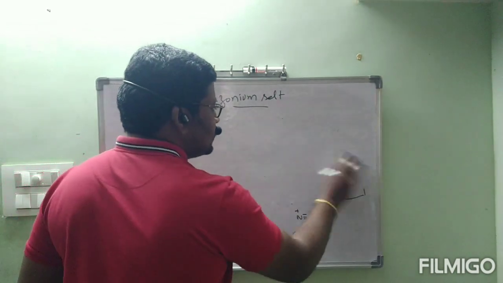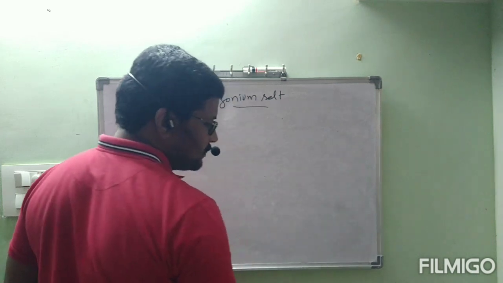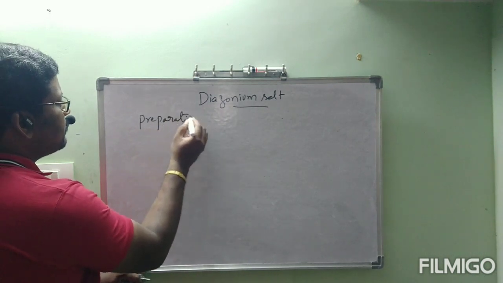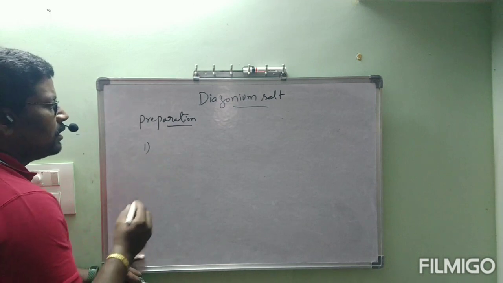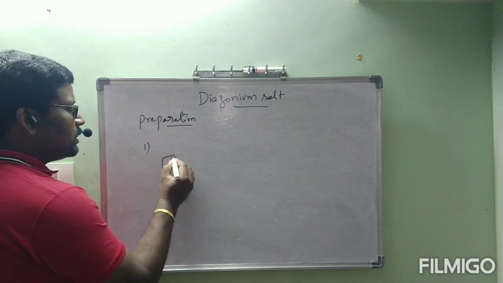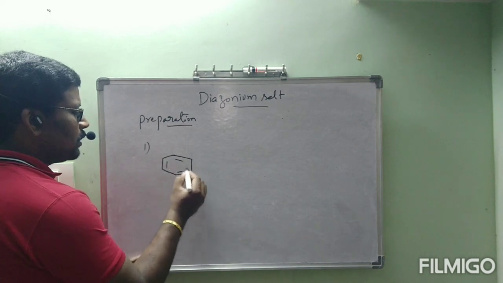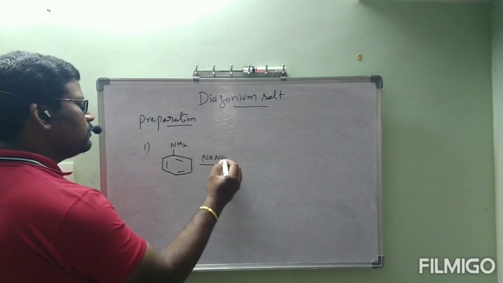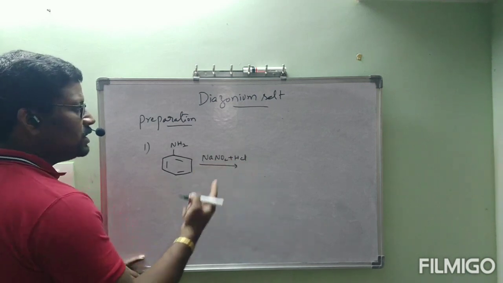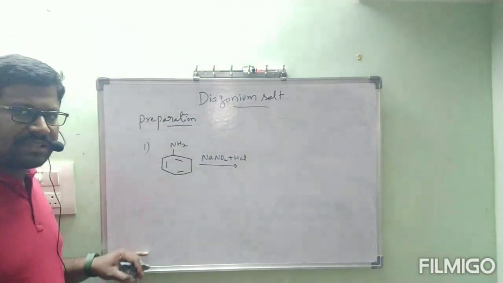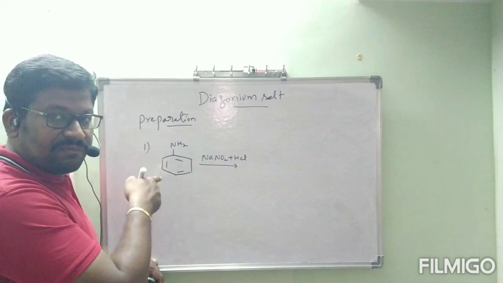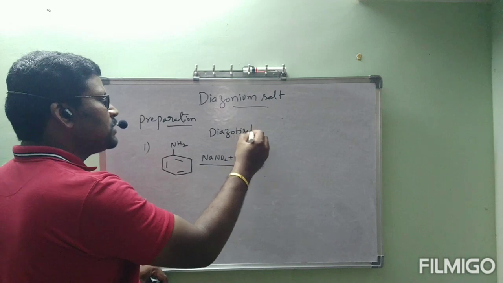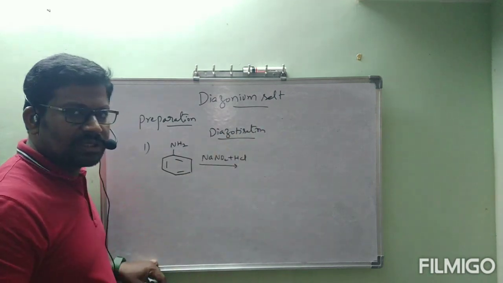This benzene diazonium salt, we have only one preparation. So keep the side heading: Preparation. Only one preparation. C6H5NH2 reacts with NaNO2 plus HCl. These two reagents we already know in Sandmeyer's reaction first step, diazotization. So this preparation is also called diazotization. Preparation of this diazonium salt is called diazotization from aniline.